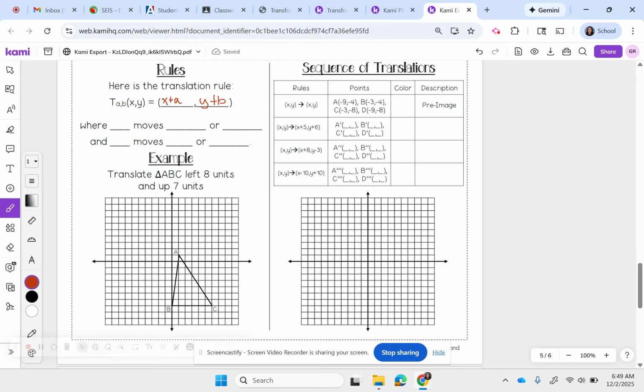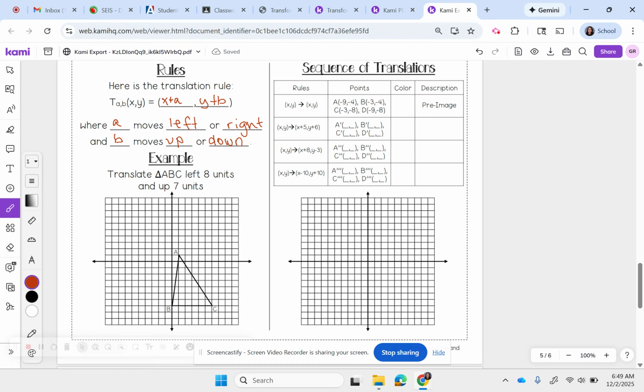So A is associated with X. So here, A is going to move left or right. And then B is associated with Y. So B is going to move up or down.